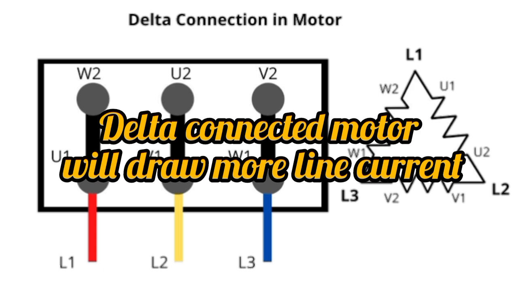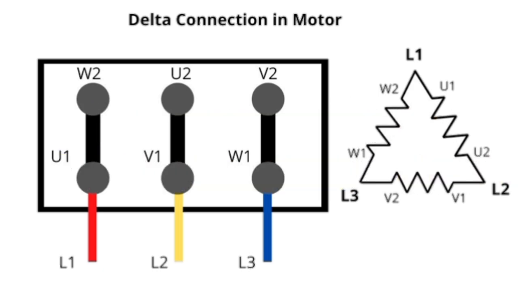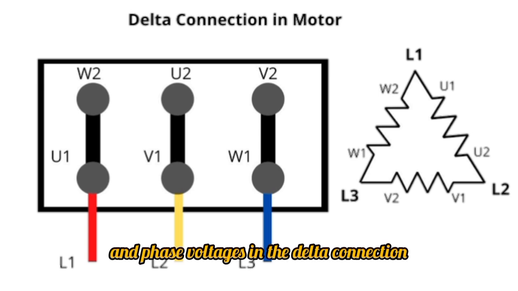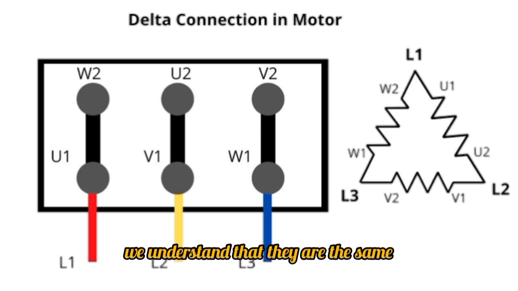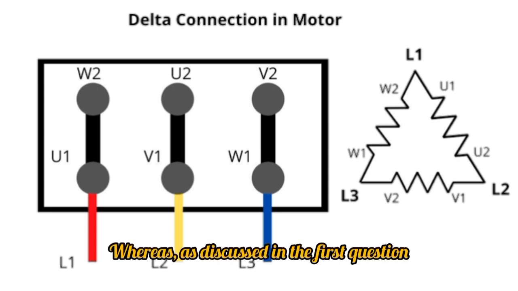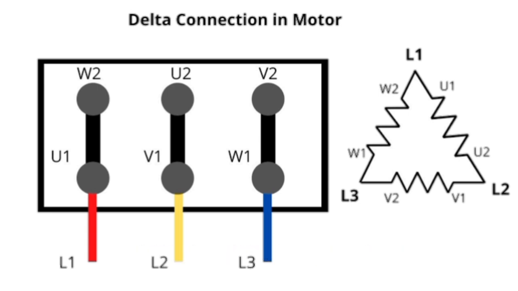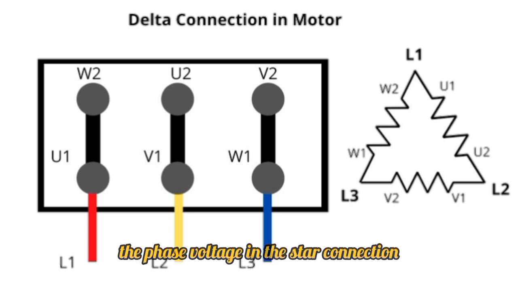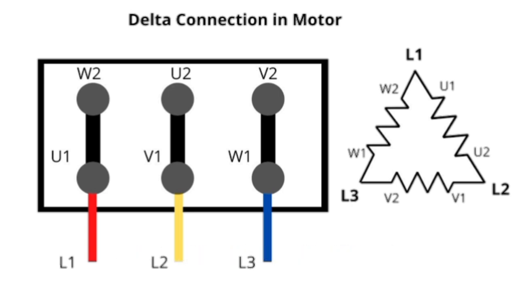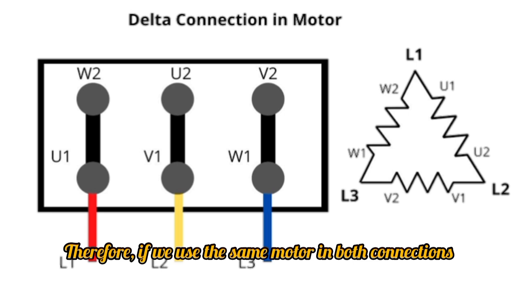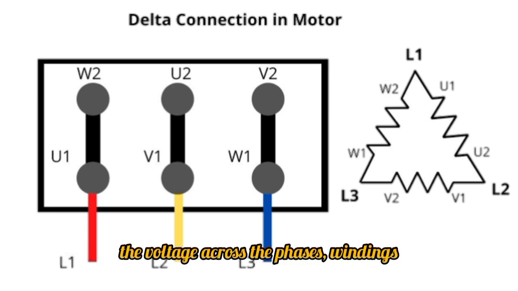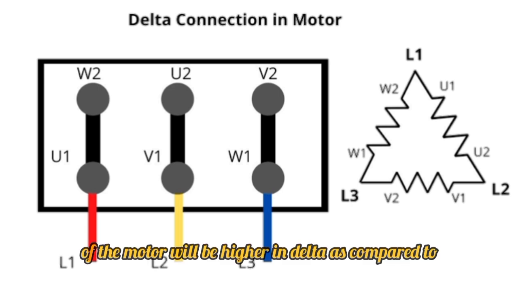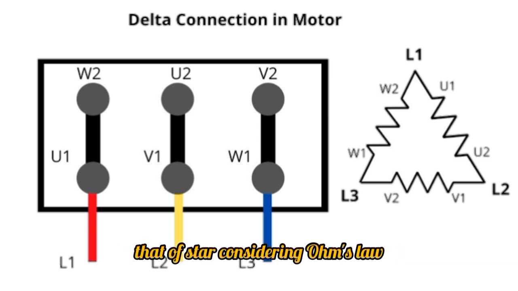Delta-connected motor will draw more line current. According to the formula for line and phase voltages in the delta connection, we understand that they are the same. Whereas, as discussed in the first question, the phase voltage in the star connection is less than the line voltage. Therefore, if we use the same motor in both connections, the voltage across the phases, the windings, of the motor will be higher in delta as compared to that of star, considering Ohm's law.